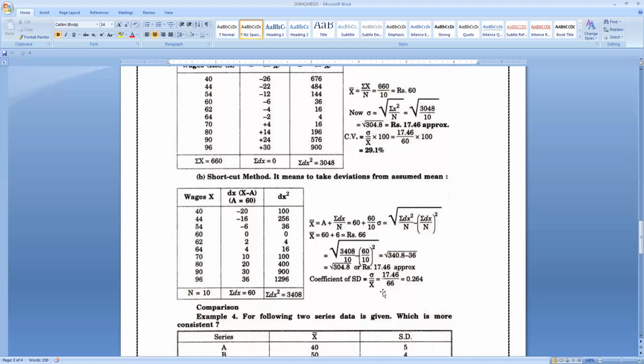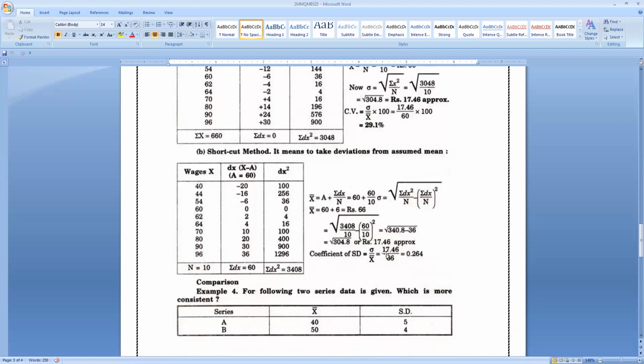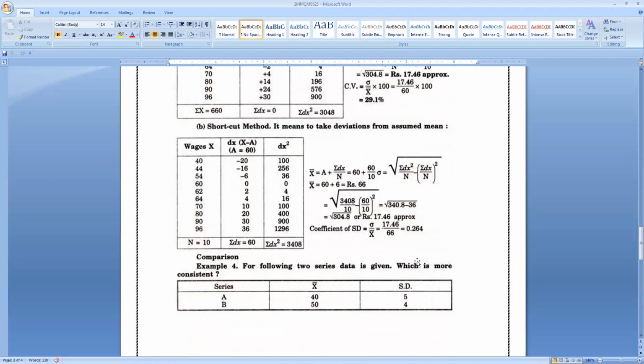Now we can substitute it in the formula for the coefficient of standard deviation. The standard deviation value is 17.46 divided by 66 into 100. The value will be 0.264, or we can write 26.4%. So this is how we calculate the value of standard deviation both in the actual mean and assumed mean method.